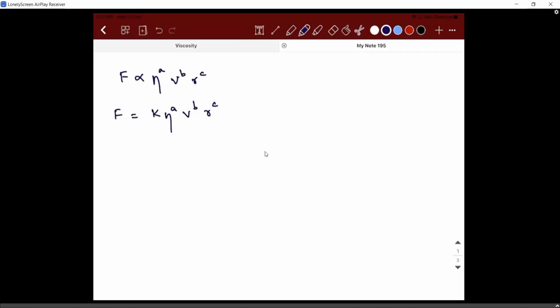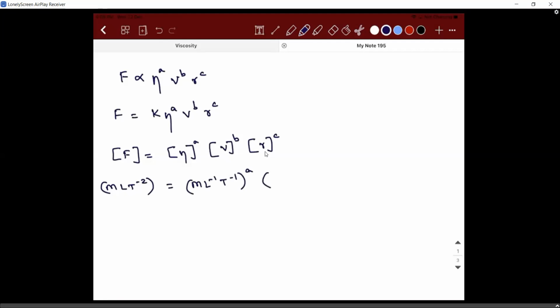Okay. So what should happen next? The dimensional formula of F should be equal to the dimensional formula of neta raised to the power A, the dimensional formula of v raised to the power B, and the dimensional formula of r raised to the power C. Correct? So what is the dimensional formula of F? M L T minus 2 is equal to the dimensional formula of neta. Look at your notes and tell me. M L minus 1 T minus 1, the whole power A. What is the value of B?